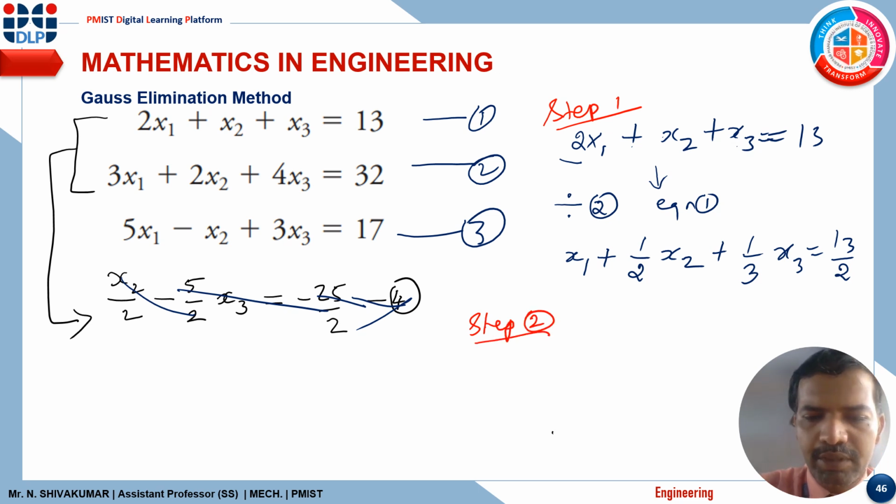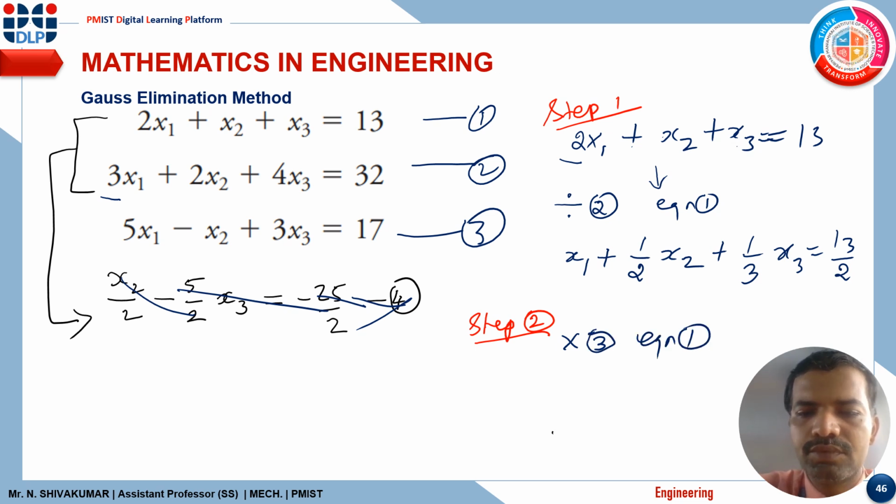So now I am going to multiply, since we have to equate the x1 value in equation 1 to 3x1. Okay, because it is there in equation 2. So our task is to equate the x1 terms to an equal value, here in equation 1 and equation 2. So what I am going to do now, I have to multiply equation 1 by 3. Okay, so this is the modified equation 1.